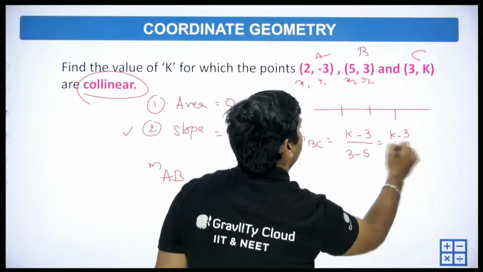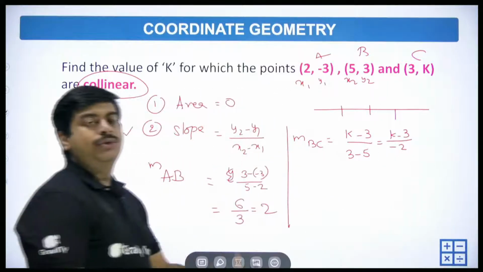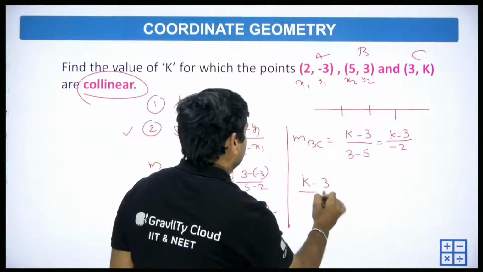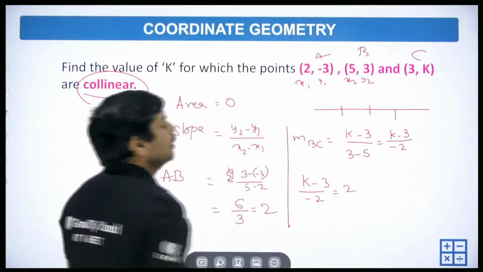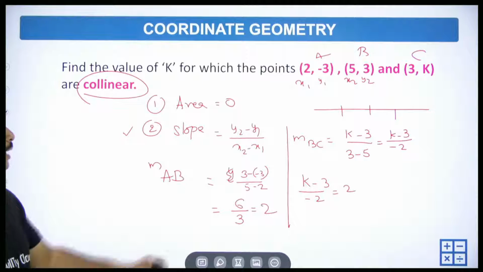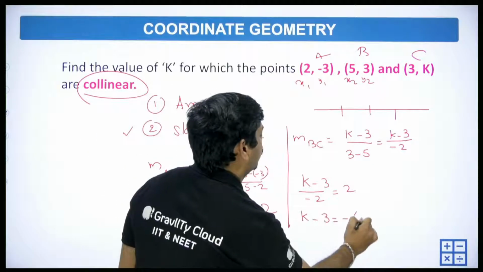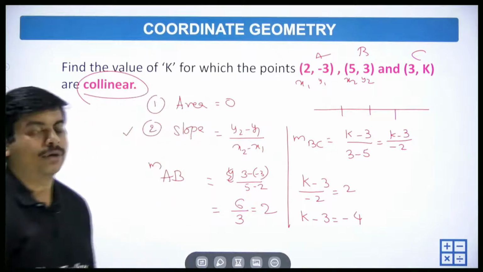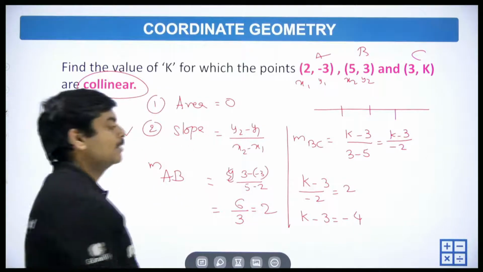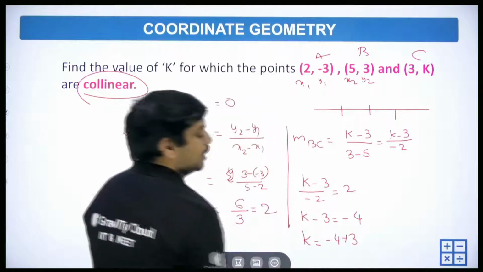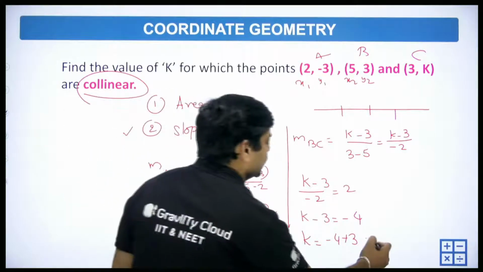So k minus 3 by minus 2. Now these two slopes are equal, so k minus 3 by minus 2 is equal to 2, that will give you k minus 3 is equal to minus 4. Minus 2 into 2 is minus 4. k minus 3 is equal to minus 4, so k is equal to minus 4 plus 3, that becomes k equal to minus 1.